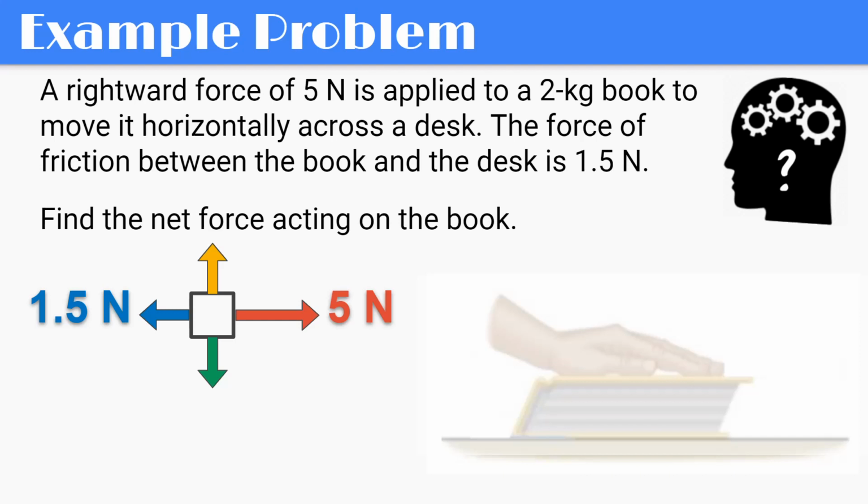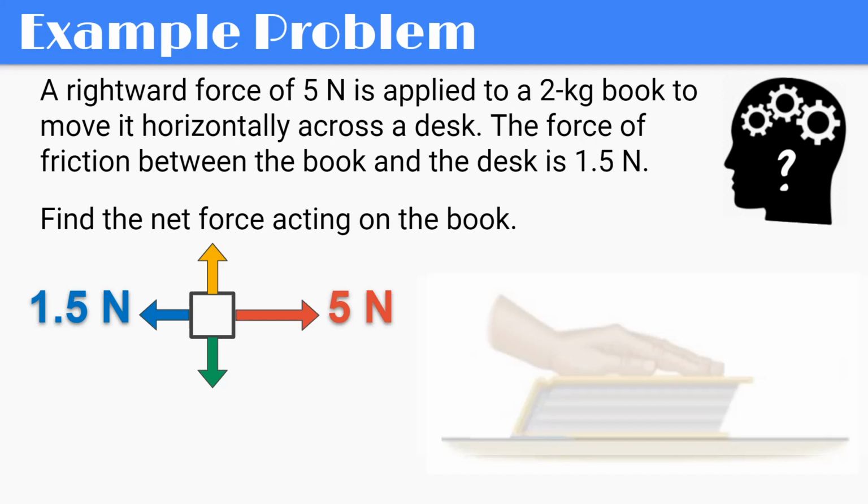You'll notice that I have already drawn in a free body diagram. And in my free body diagram, I have already labeled the rightward force that is applied to my book. It's right here, this red vector. I have already labeled the force of friction. Notice that I put the force of friction opposite the direction that the book is being pushed, and that will always be the case. Your force of friction will always be opposite the direction of the motion of the object.